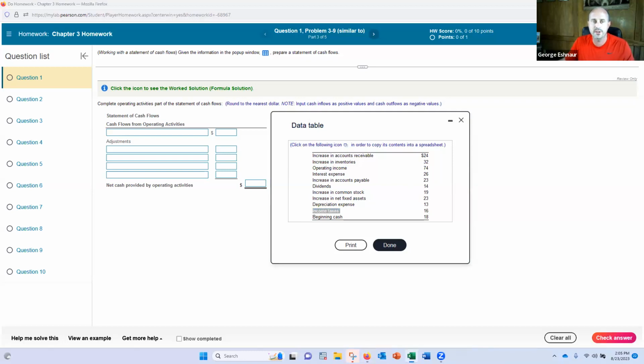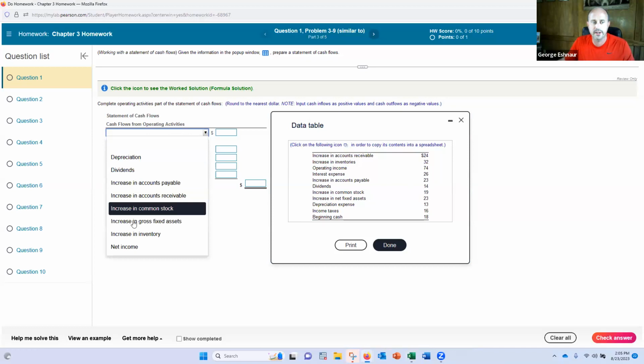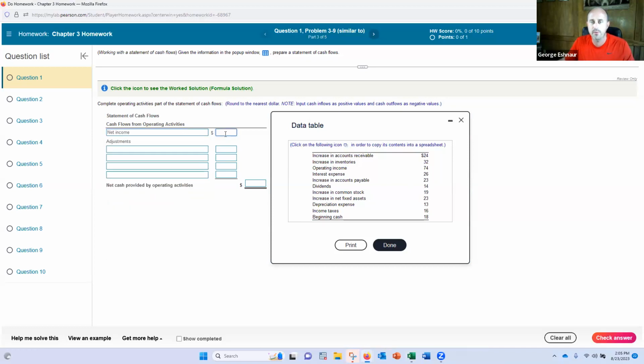So what we need to do is, in the drop down here, net income, we need to take our total, that is 74, minus the income tax and minus our interest expense, which is here. So 74 minus 26 minus 16. That's going to give us $32 to start with, right?